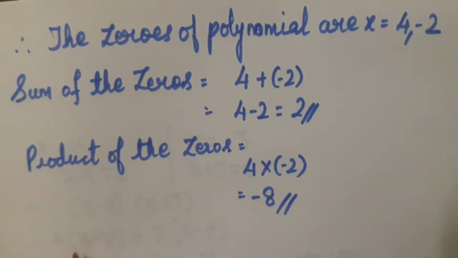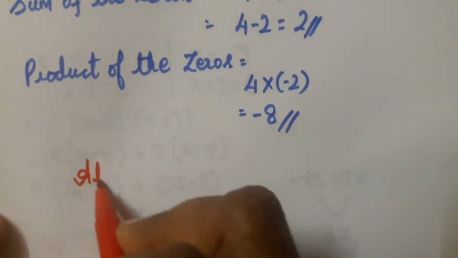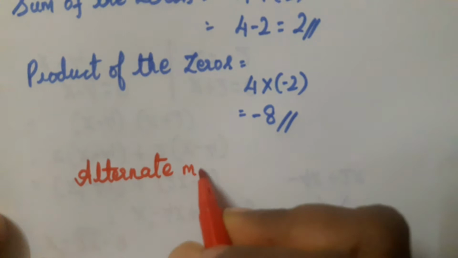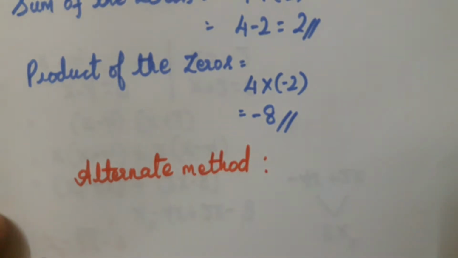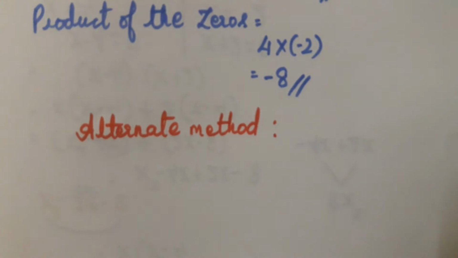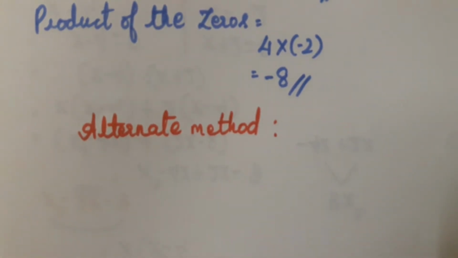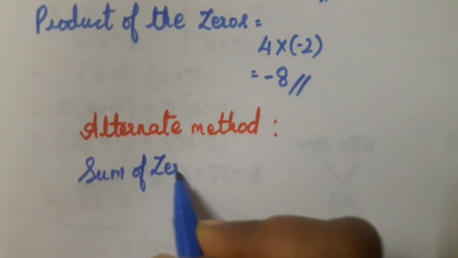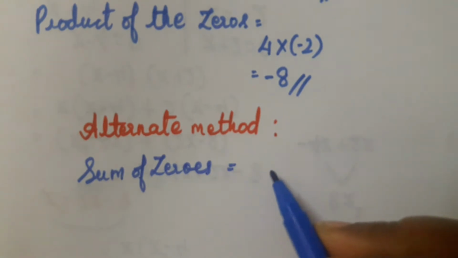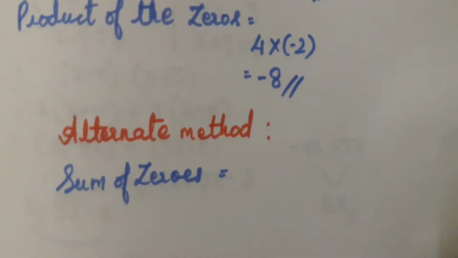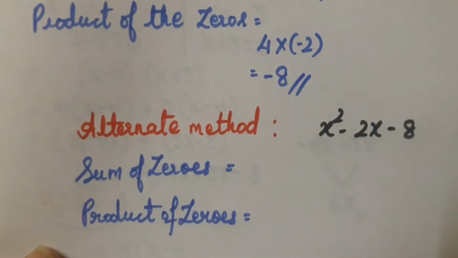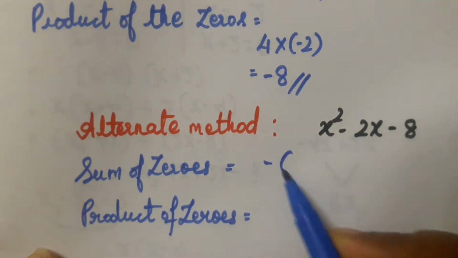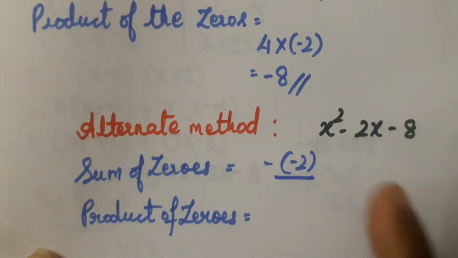Now we have an alternate method. What is that alternate method? If you are asked to do it using the alternate method, then we have to use the formula. Okay, what's the formula? Sum of the zeros is, what is sum of the zeros? That is minus coefficient of x. What is the coefficient of x? We have to see the sum over here. We have minus 2 as the coefficient of x. So we have minus of minus 2 divided by coefficient of x square.